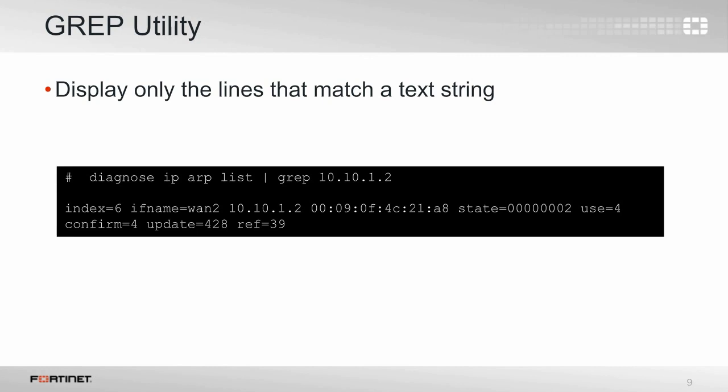For example, in this slide, we used the grep utility to find the IP address 10.10.1.2 in the ARP table. We used the debug command diagnose ip arp list to get to the ARP table, and then we appended the grep utility to display only the information for one IP address. The result? The output is only one line, containing exactly the information we need instead of a long list of entries.